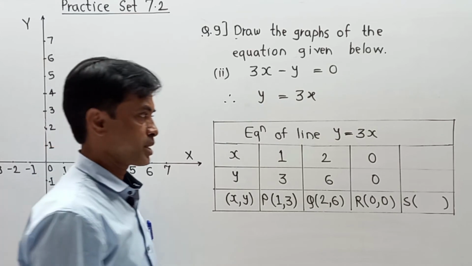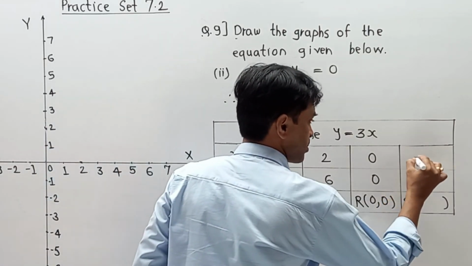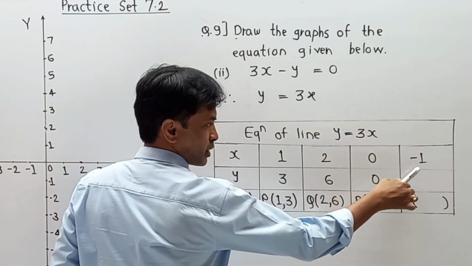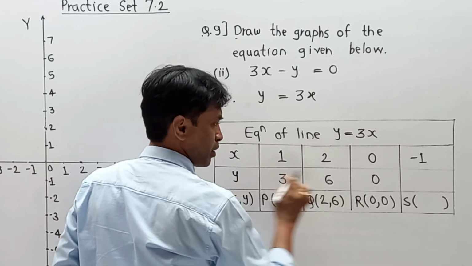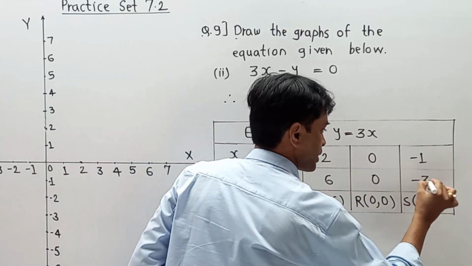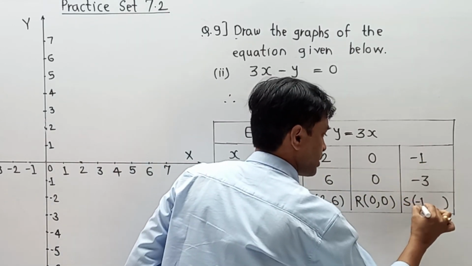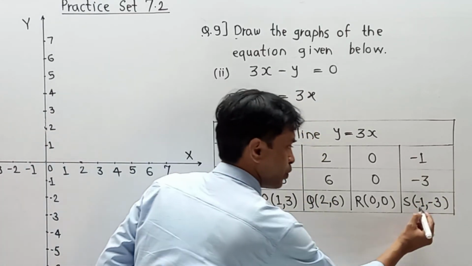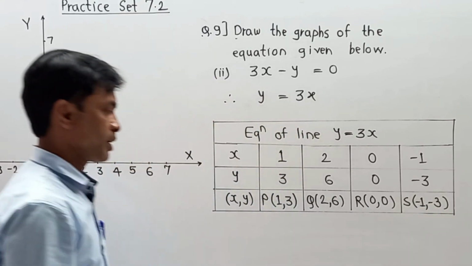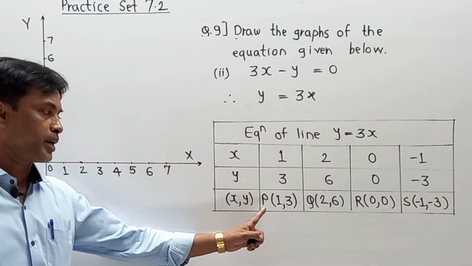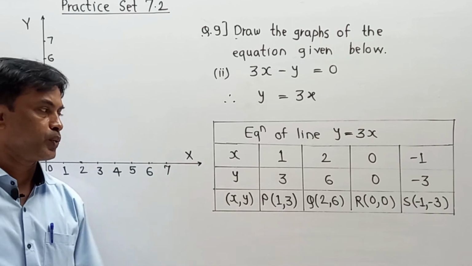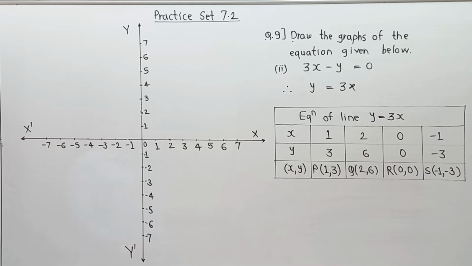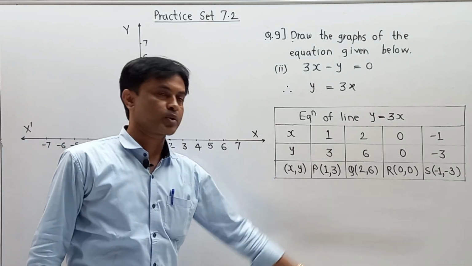Now in the fourth case, I am going to take the value of x as minus 1. If I keep the value of x as minus 1, then minus 1 into 3, the value of y becomes minus 3. And automatically our point S becomes minus 1, minus 3. In this way, our 4 points are ready over here. Now one by one, I have to indicate these points: P 1, 3, Q 2, 6, R 0, 0, and last S minus 1, minus 3.